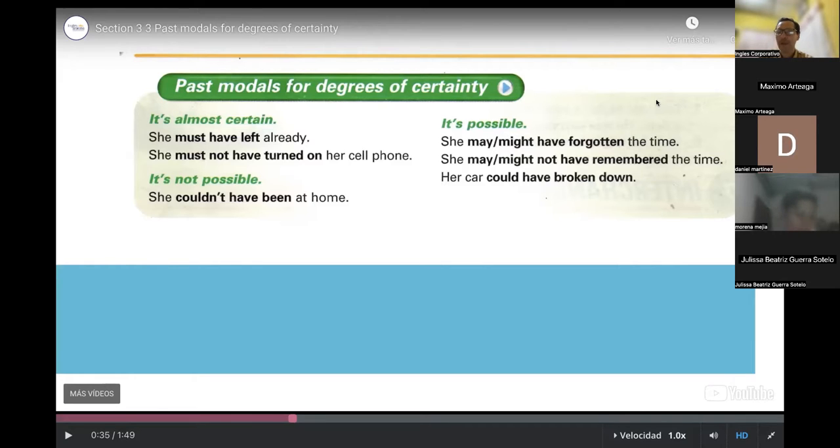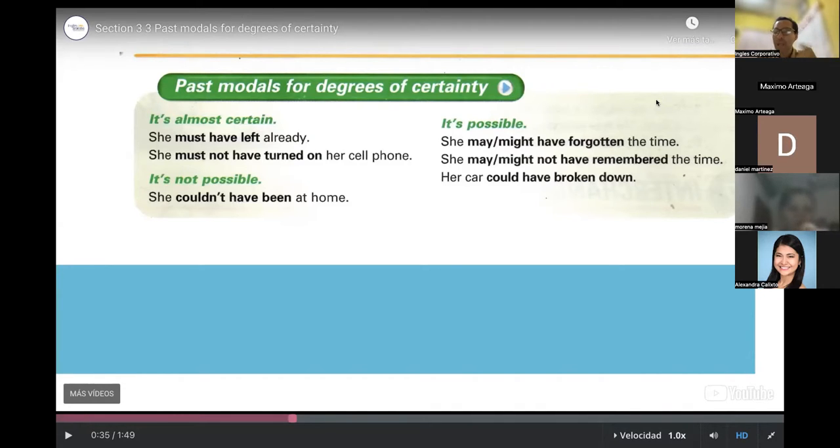Almost certain. Then it's not possible. This is where it's like 0%. When you use couldn't have, you think it's impossible. As an example: Hey, what happened to you yesterday? And you say, I was taken by aliens. You couldn't have been taken by aliens. They don't exist. This would be an example for couldn't have.